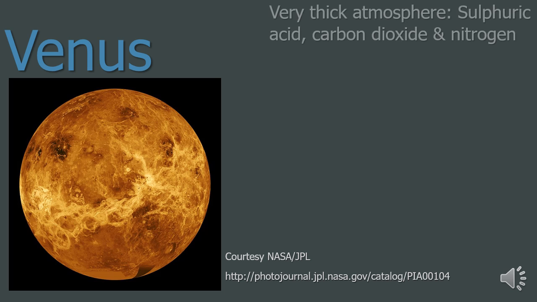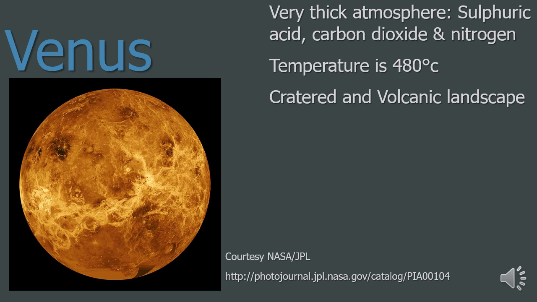Venus has a very thick and toxic atmosphere that is so dense that the surface pressure is 90 times greater than that on Earth. The atmosphere is composed of sulfuric acid, carbon dioxide and nitrogen. This extremely dense atmosphere acts like a greenhouse and is an example of extreme global warming. Because much of the heat is retained inside the atmosphere of Venus, the surface temperature is 480 degrees C. Venus has a cratered and volcanic landscape.